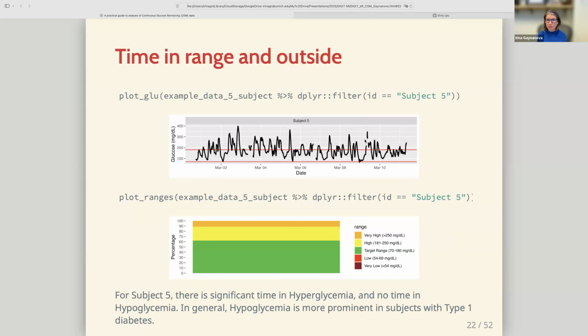In iglu, you can plot these ranges as I illustrated before, and you can also create this bar plot with just a few commands. In this case, subject 5 over here has no time below range, so they have no hypoglycemia, but they have some time at hyperglycemia level 1 and some time in hyperglycemia level 2. So you have a visual representation on the bar plot at the same time.